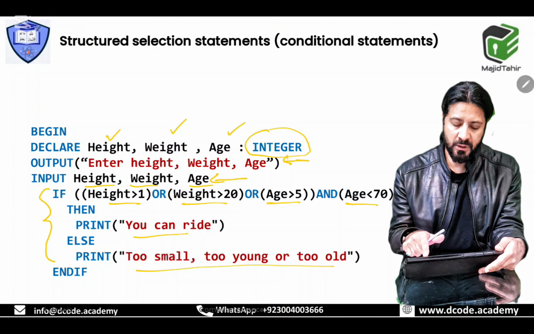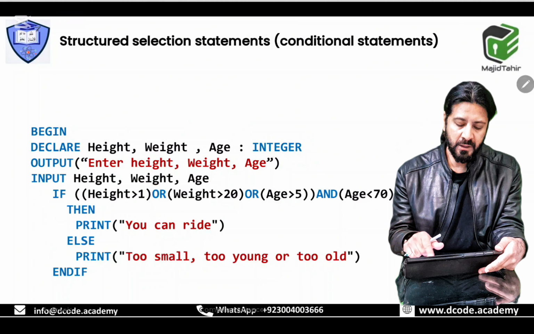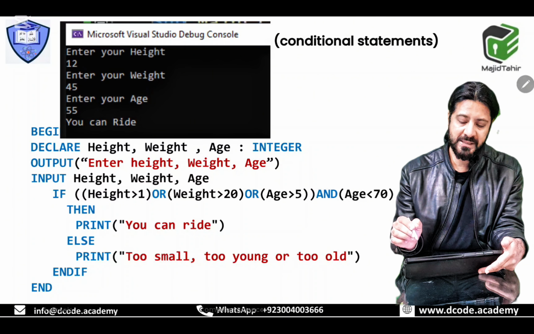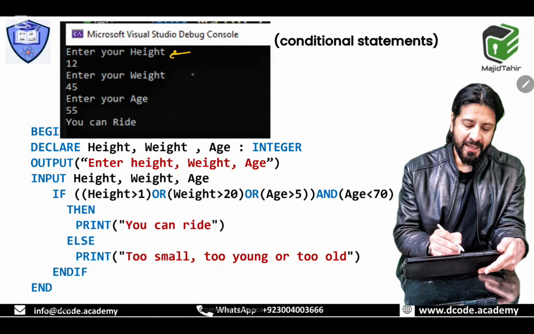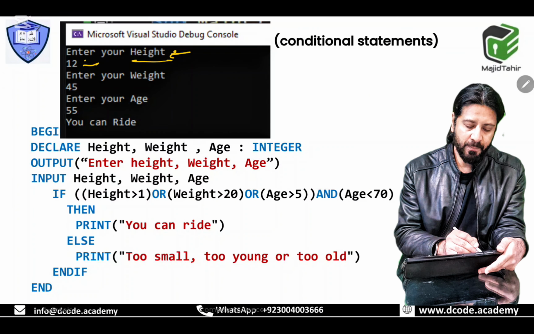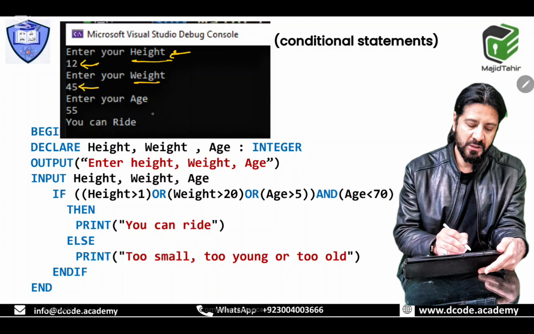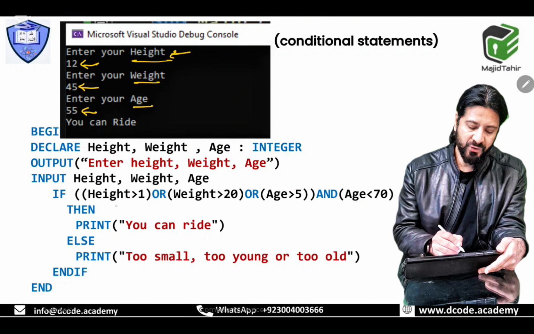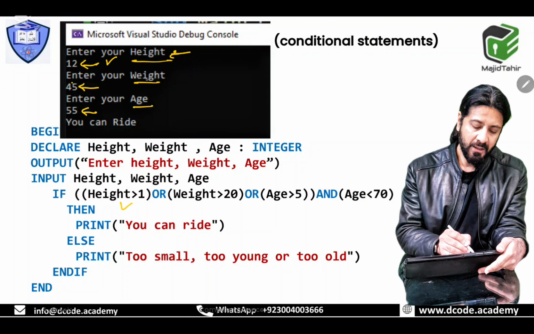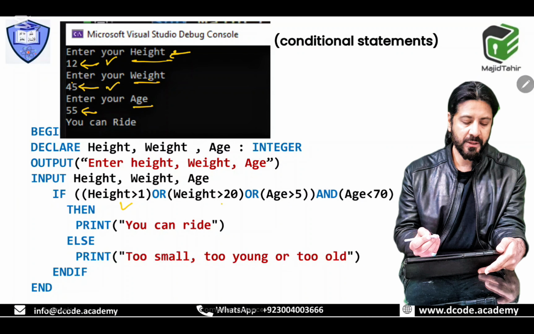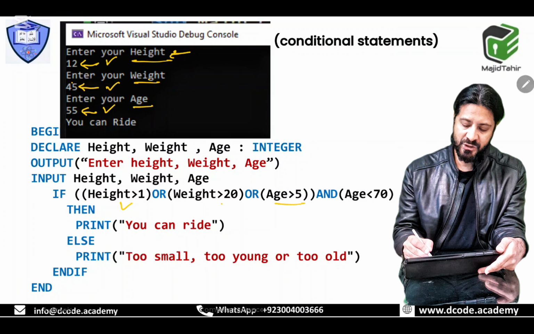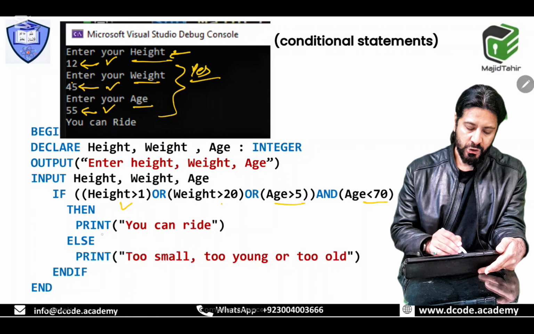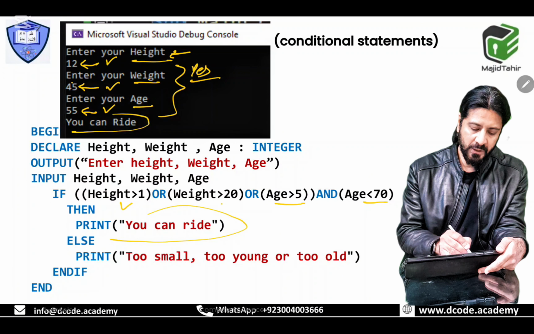Now let's see how the program is going to react when the user inputs something. Over here you can see enter your height goes to the height variable, the user has input 12. Enter your weight goes to the weight variable, the user has input 45. Age goes to the age variable, the user has input 45. Now it has checked that height is greater than 1. Yes, it is. Weight is greater than 20. Yes, it is. 45 is greater than 20. Age is greater than 5. Yes, it is. Age is less than 70. Yes, it is. So all the portions are in the yes portion. So it printed, you can write, as you can see over here, you can write.